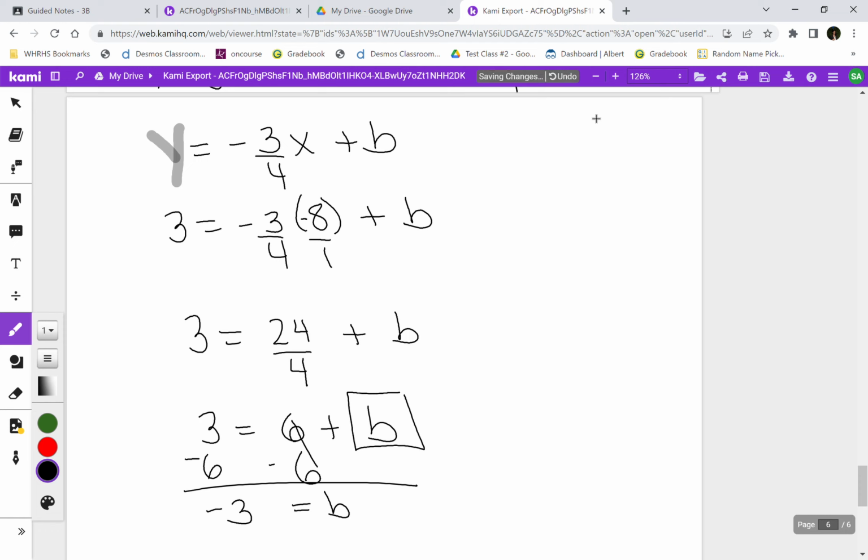So what's the equation of our new line? y equals negative 3/4 x minus 3.